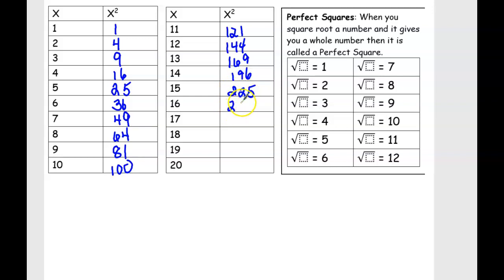16 squared would be 256. Then we have 289 for 17 squared. 18 squared is 324. 19 squared is 361, and 20 squared would be 400.